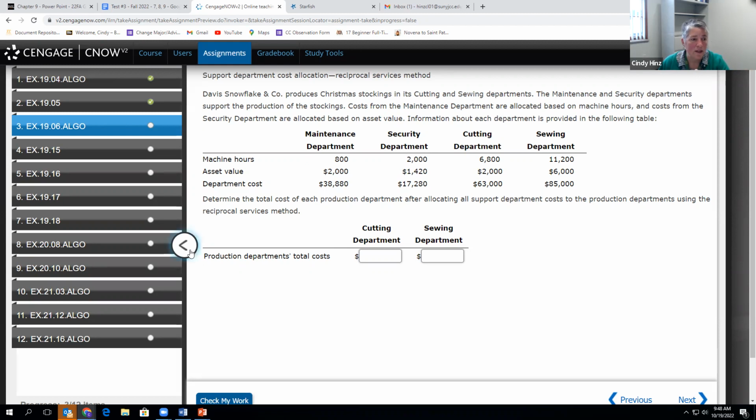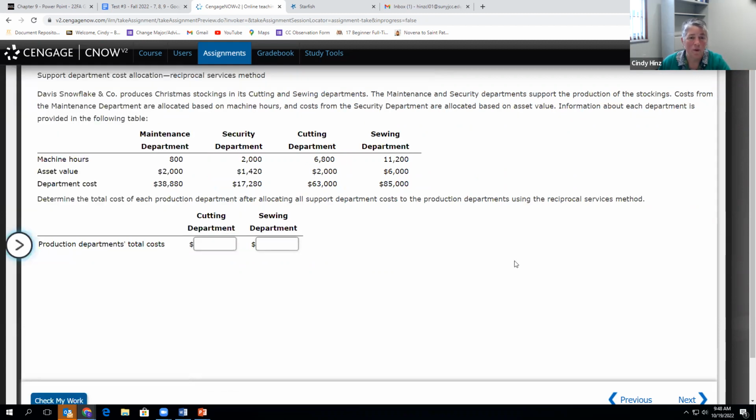And so as we saw in class, I'm going to try to give myself a little bit more white space here. As we saw in class, we need to first set up a system of equations, and then we're going to substitute one equation into the other one and solve. And again, we're asked for the production department's total costs. So we know we're going to be including their direct costs, but also the allocation from maintenance and security.